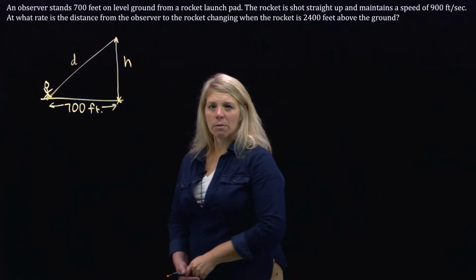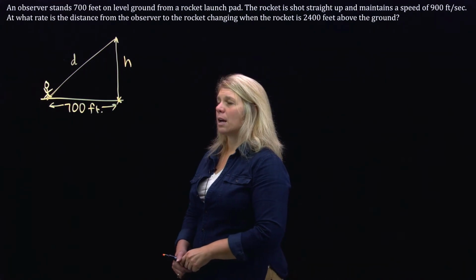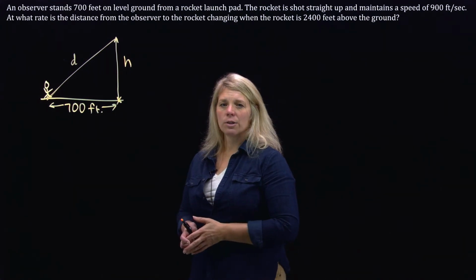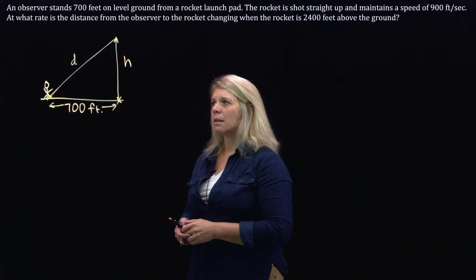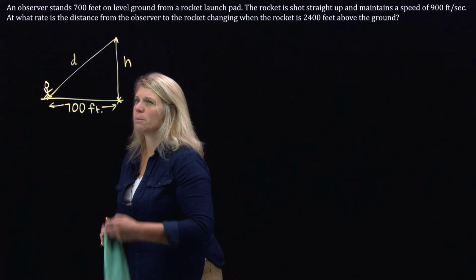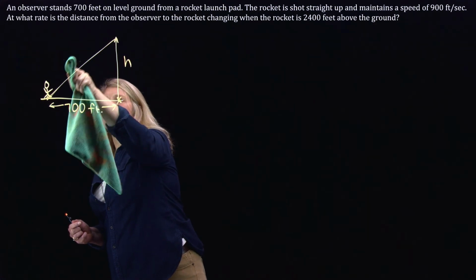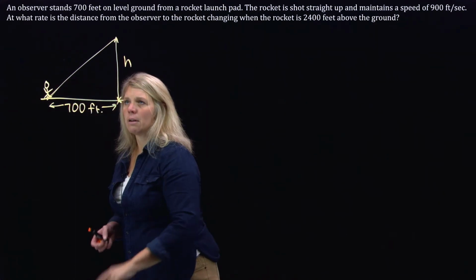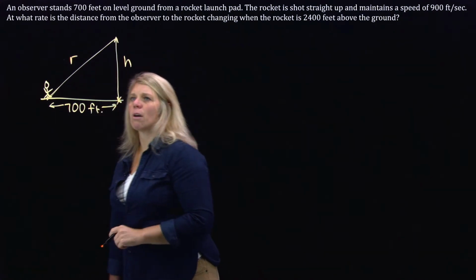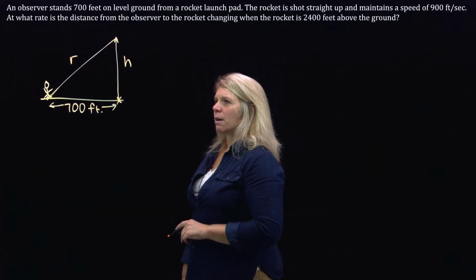I actually probably don't want to use d here because we're going to use some rates of change and talk about dd/dt, which is too many d's in the problem. So although that is a distance and that's what it's asking, I'm going to use a different letter other than d here, maybe r for distance to the rocket, from the observer to the rocket.